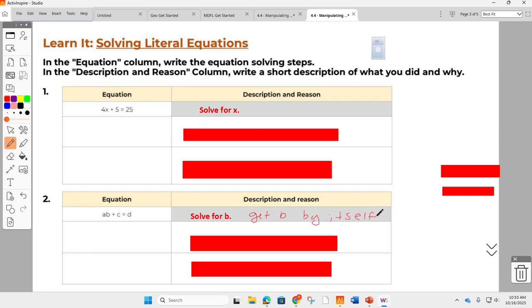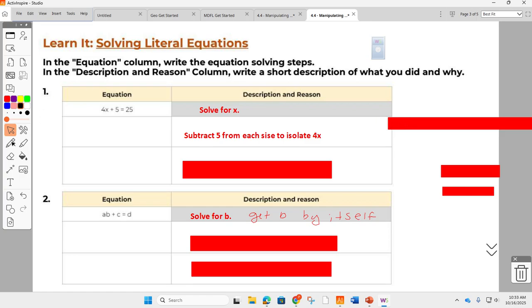Solving for b means getting b by itself. And we know that solving for x means getting x by itself. We've done that a bunch. So what's the first step in this equation, Miana, to solve this equation for x? That's exactly right. So we're going to subtract 5 from both sides. And we have 4 times x equals 20.